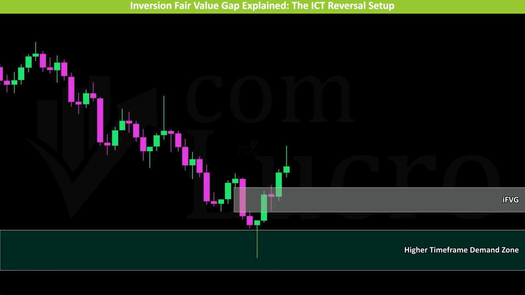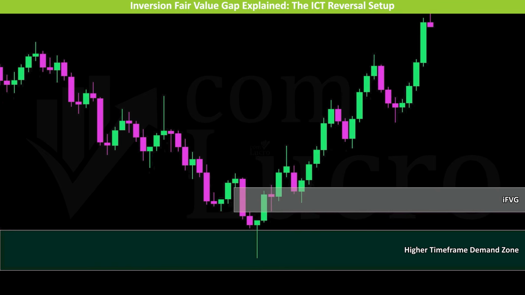The second scenario occurs when an inversion forms at a higher time frame key level. This tells us the formation is not random, but rather happening at a location where meaningful reactions are more likely. Higher time frame levels attract the attention of larger market participants. So when price reaches one of these zones and creates an inversion, it suggests that significant orders may be entering the market. In this context, the inversion serves as confirmation that the higher time frame level is being respected. Instead of guessing whether the level will hold, you now have clear price action evidence of rejection and a strong reversal signal. That confluence makes it a high-quality trading opportunity.